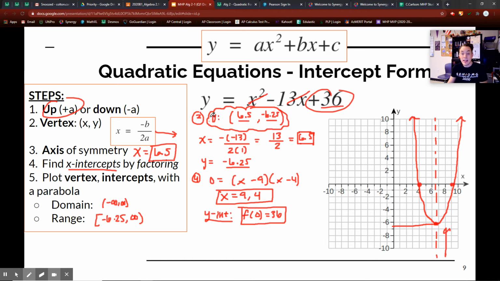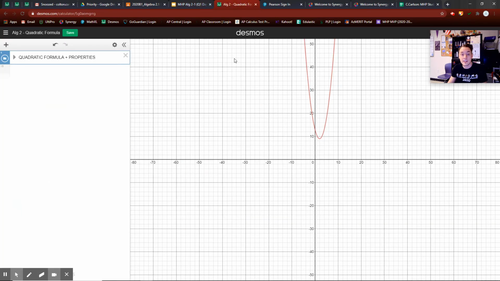Fantastic. Okay, now that I showed you all of that, I'm going to use this example on Desmos so that you guys can use Desmos as much as you want, and it will graph it for you. It'll give you your x-intercepts, it'll give you your vertex and everything. So x squared minus 13x plus 36. Let's go to Desmos for this one question and show you how to do it.